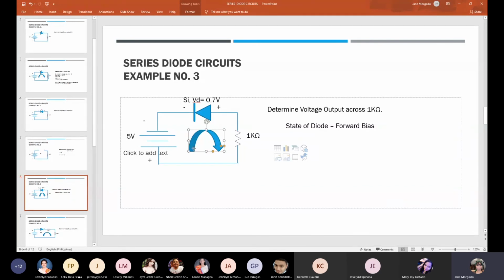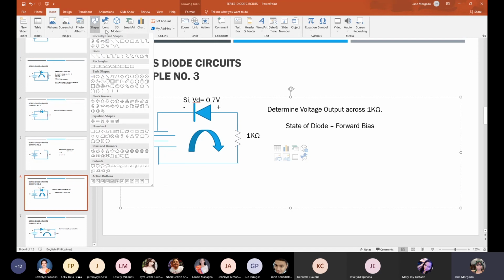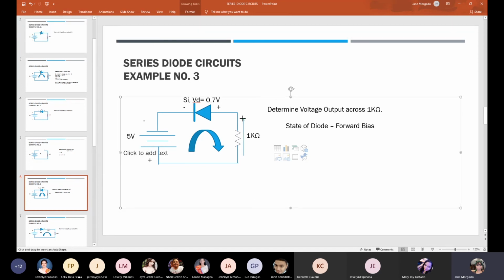Okay. So again, we shall have a loop here. Take note that ang kanina assumption natin is that the current flows from positive to negative. Pwede naman magbago-bago yung direction ng loop and the direction of the current. So take note, ang assumption natin ng loop still clockwise. So summation of voltage by KVL.